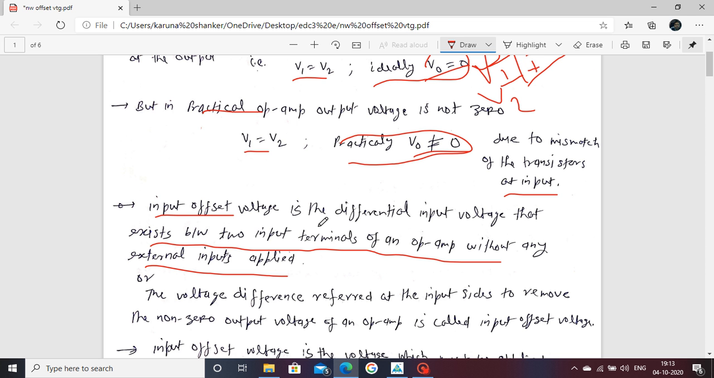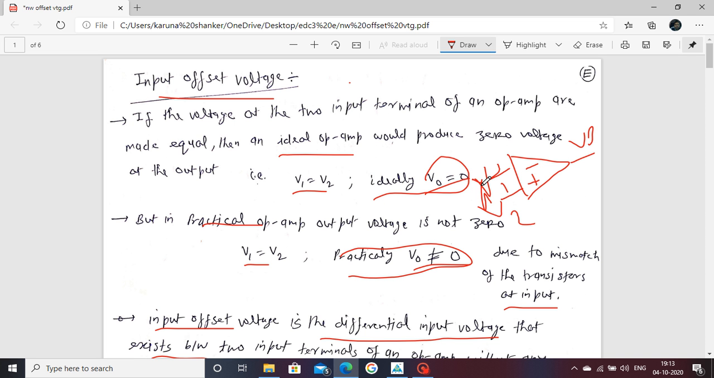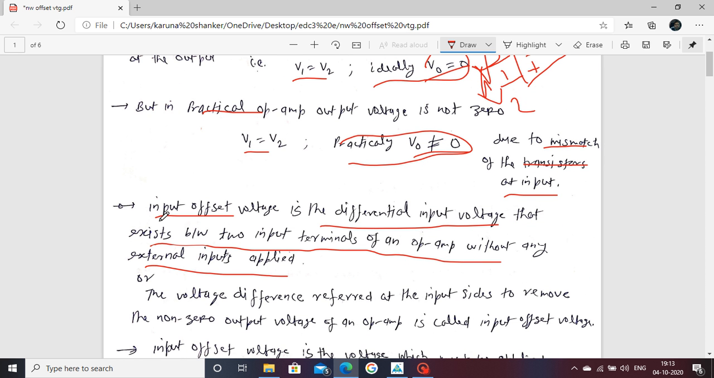The input offset voltage is the differential input voltage that exists between the two terminals of the op-amp without any external input applied. Without any external input applied, suppose both the positive and negative terminals are grounded, but there is a mismatch of the transistors in the differential amplifier. This mismatch means a potential difference between the positive and negative terminals exists. That's why this definition gives the input offset voltage.